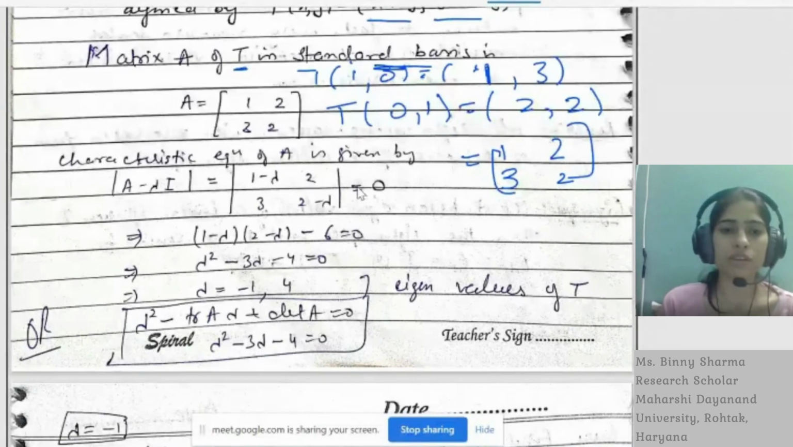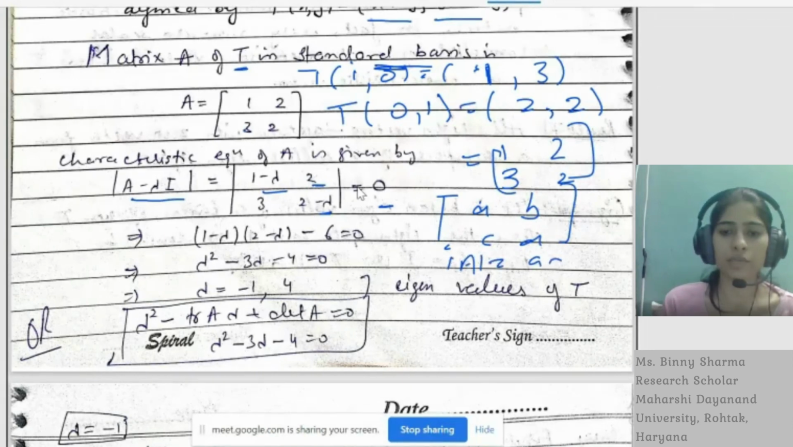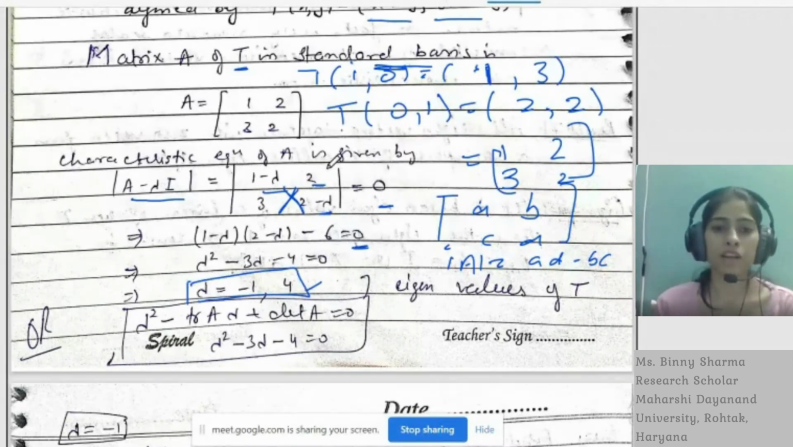The characteristic equation of A is given by determinant of A minus lambda I equals 0. So 1 minus lambda, 2, 3, 2 minus lambda, determinant of this equals 0. If we have a matrix A, B, C, D, its determinant is AD minus BC. So we apply the determinant: 1 minus lambda into 2 minus lambda minus 6 equals 0. And what we get? Lambda equals minus 1 and 4.